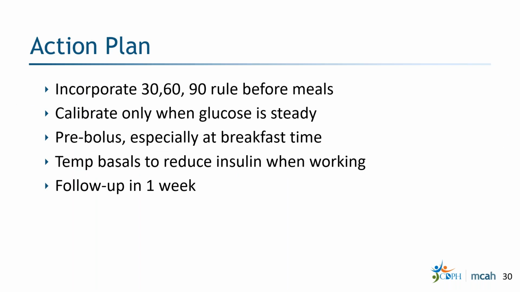So I know you couldn't see her insulin dosing, but some of the things that we talked about were incorporating that 30, 60, 90 rule before meals, and how that can provide a little bit of extra flexibility with insulin dosing to hopefully reduce hypo and hyperglycemia. We talked about calibrating only when glucose is steady. We also talked about the pre-bolus. So especially as pregnancy goes on, the pre-bolusing becomes more and more important. And especially with higher carbohydrate foods at breakfast, we noticed, 45 minutes in advance, you just really gotta get that bolus in early on. So we talked about that because there were some elevations occurring after breakfast.